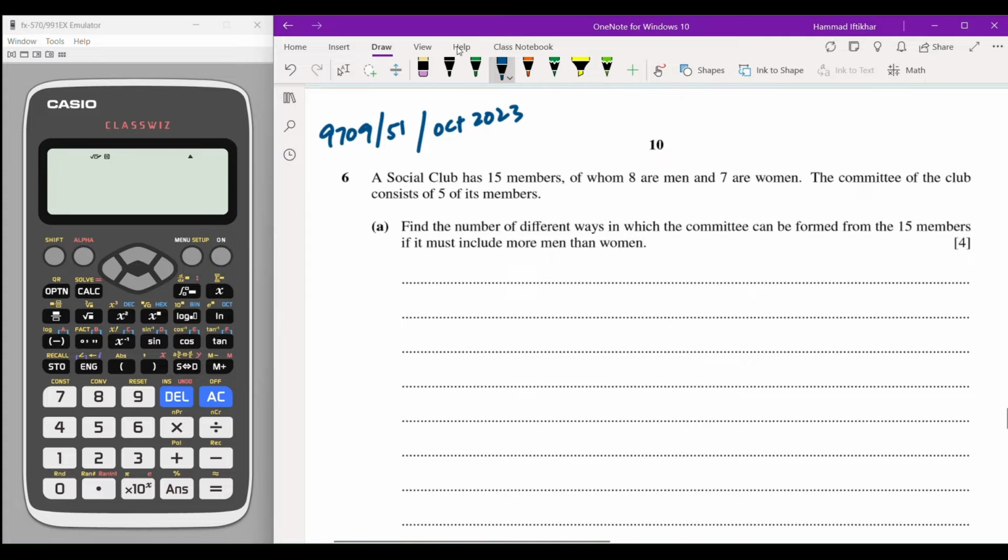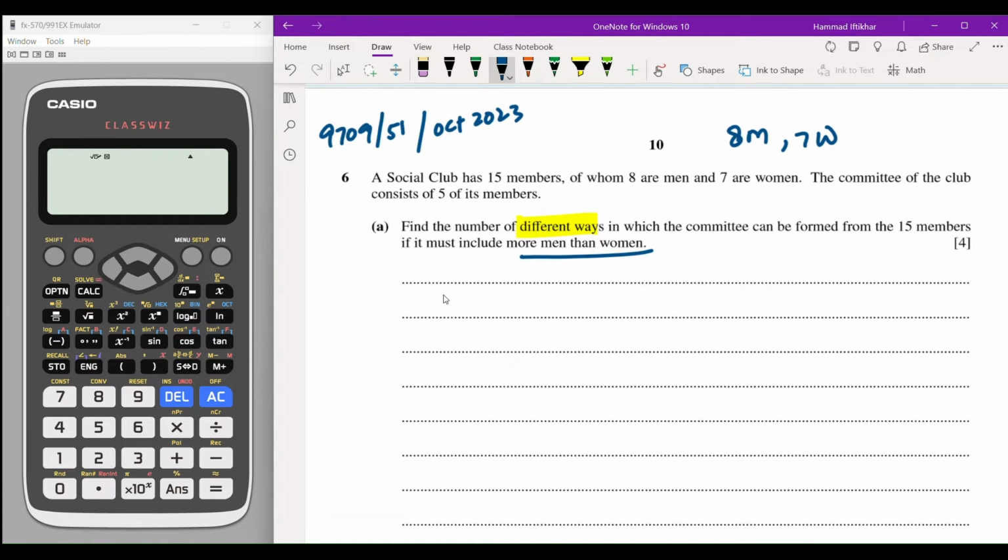A social club has 15 members, of whom 8 are men and 7 are women. The committee of the club consists of 5 of its members. Find the number of different ways in which the committee can be formed from 15 members if it includes more men than women. So this is a selection question, which means we have to use combinations. More men than women, and we need to select 5 of its members.